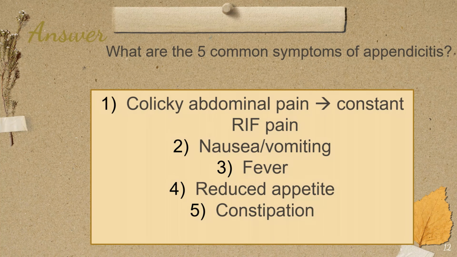Okay, let's have a look at the answer. So the first one is colicky abdominal pain, which then migrates to become constant right iliac fossa pain. The second is nausea or vomiting. Third is fever. Fourth is reduced appetite. And 5 is constipation.